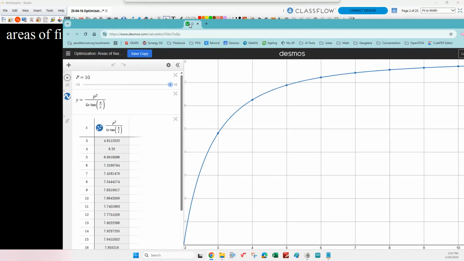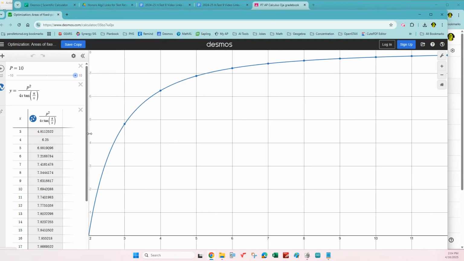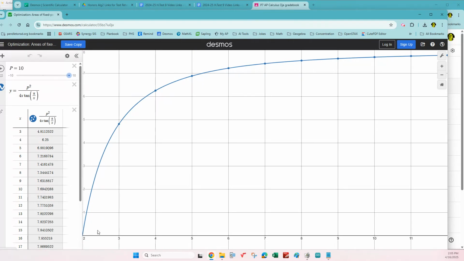So I just built this little Desmos document here to demonstrate something. So we're going to let the perimeter equal 10. And we're just looking at what the areas would be based on the number of sides of a regular n-gon with a perimeter of 10. So what do you notice if you look at this graph? So along the x-axis, you'd see the number of sides.